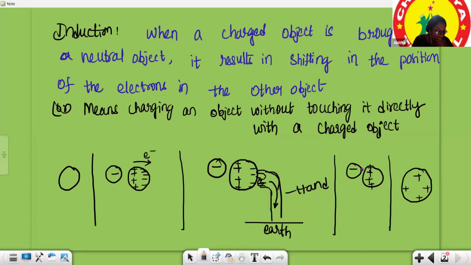Understand, students? Yes, ma'am. Okay. So here you are charging an object, like your object is becoming charged without touching.